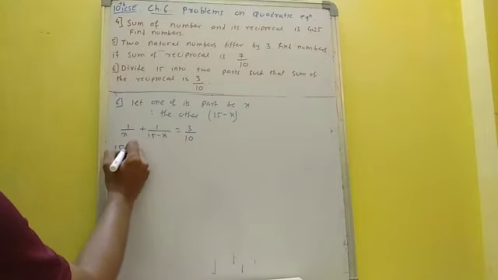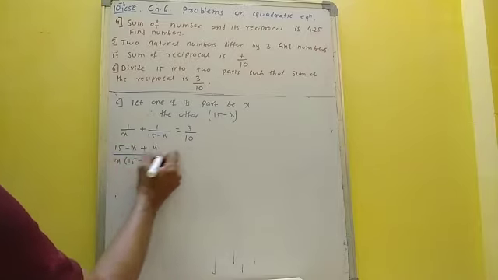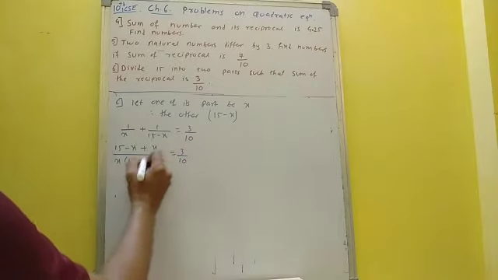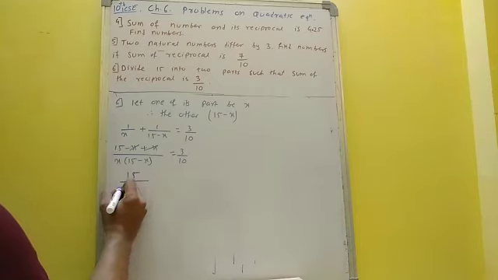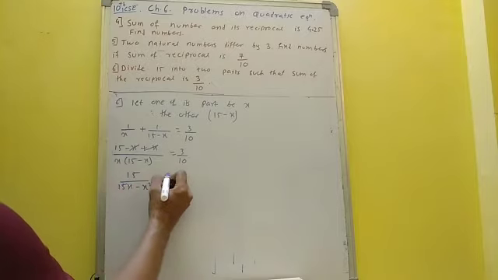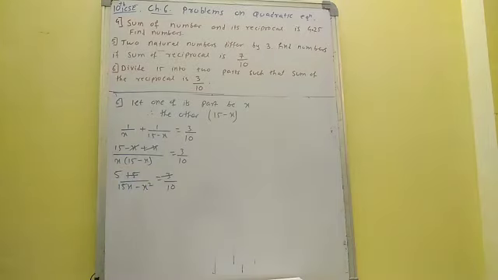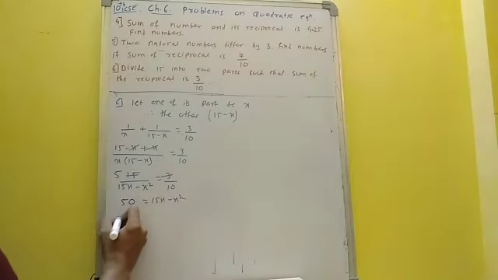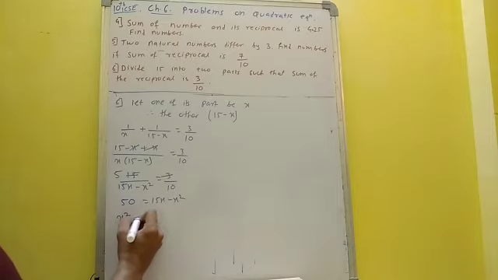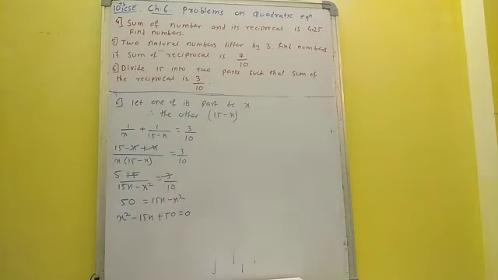So this will go to that side: 15 minus x plus x upon x into 15 minus x is equal to 3 upon 10. So plus x and minus x cancel. We have 15 upon x, or I will do one thing, I will open the bracket: 15x minus x square equal to 3 upon 10. 3 1s are 3, 3 5s are 15. Hmm, so this will go to the right side: 50 is equal to 15x minus x square. Minus x square will come to this side, plus x square minus 15x plus 50 is equal to 0.